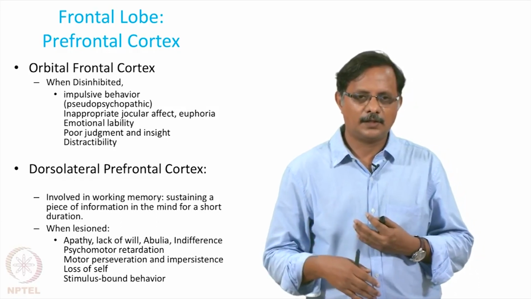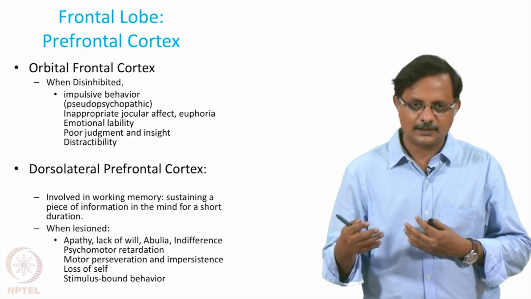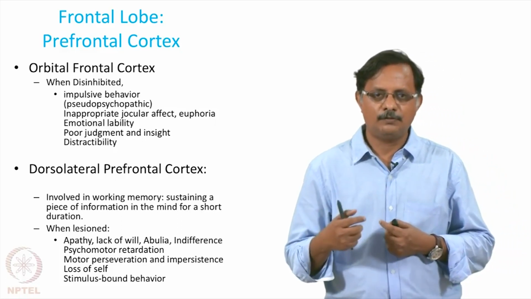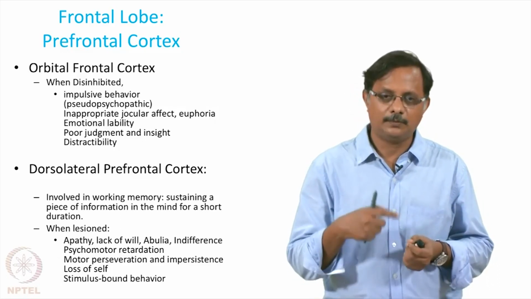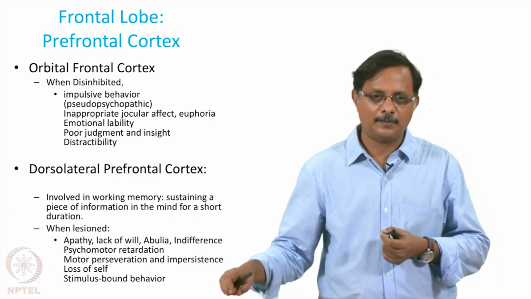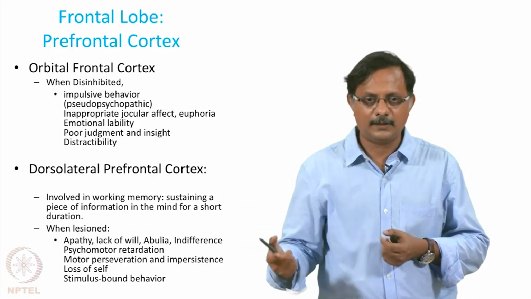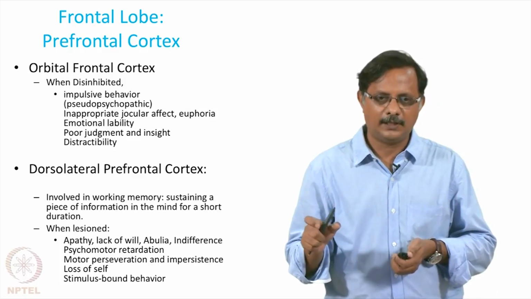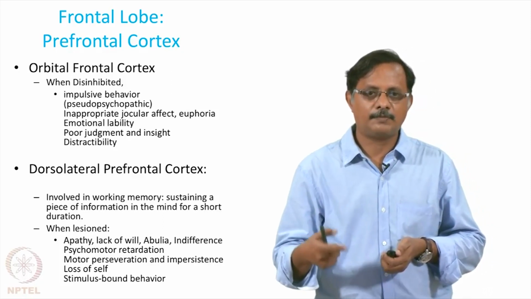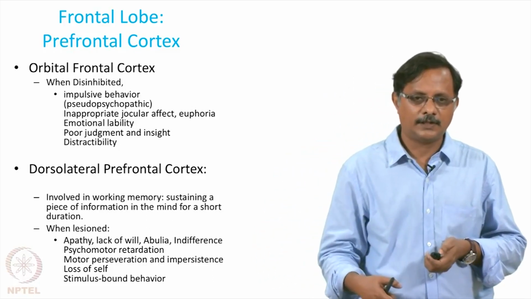Then there is the dorsolateral prefrontal cortex, which is involved in working memory, and that refers to how you store information for a short period of time. For example, if you are dialing a phone number, you look at the number written on a piece of paper and keep it in your mind for a moment, and then you dial it in. This kind of memory is called working memory, and the dorsolateral prefrontal cortex is involved in it.